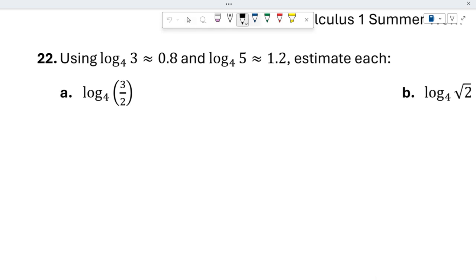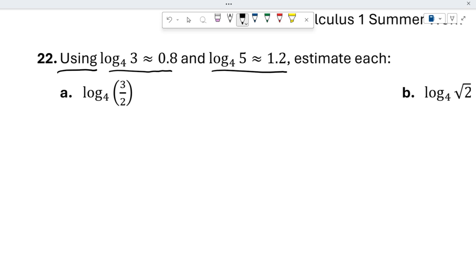So this question is definitely not asking you to just go directly to your calculator and type in log of 3 halves base 4. It says using these two approximations, as well as what else we happen to know about logarithms, try to get these estimations specifically without using a calculator, just using the properties of logarithms.